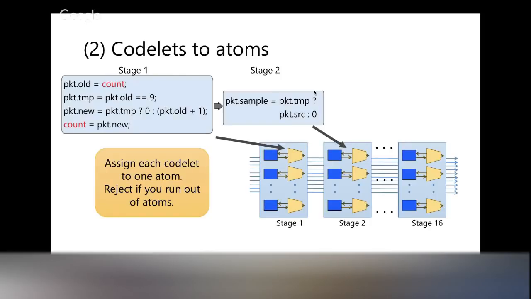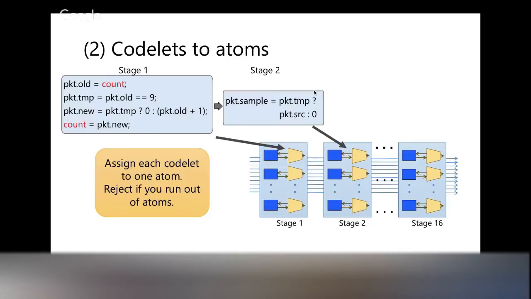So we do a rather simple heuristic for this now. We just assign each codelet independently to an atom. There's no kind of packing of codelets into atoms. And we also assume the substrate is homogeneous. There's a single atom type that is tiled through the whole fabric. And in the process, if you run out of either pipeline depth or width, you just reject the code.